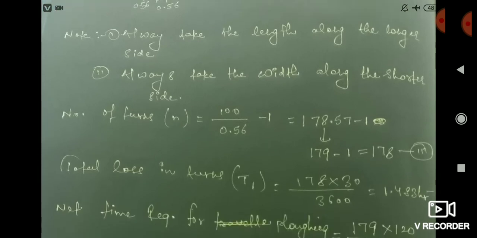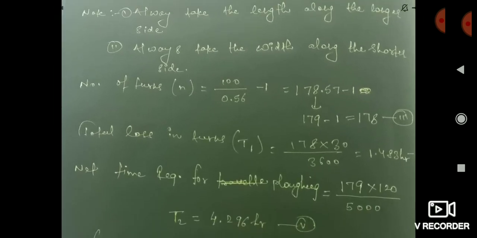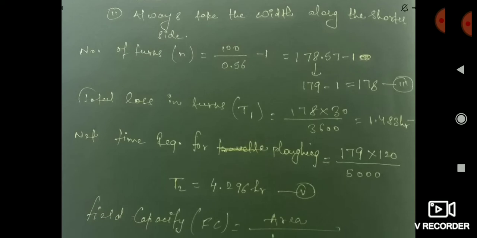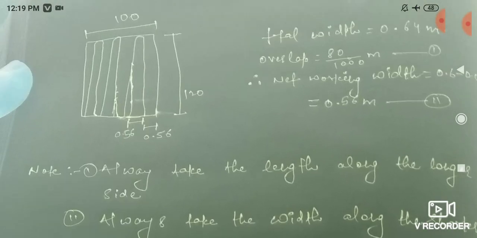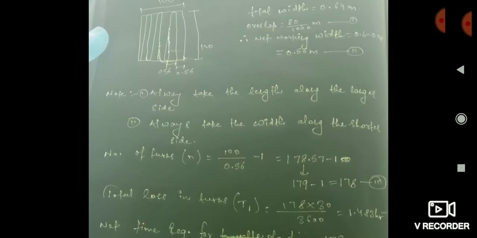Friends, now we have to calculate the number of turns. Friends, you can see in this question that the total width is 100 and the distance between two successive turns is 0.56. So if someone asks to calculate the total number of turns, we can simply do it using 100 divided by 0.56 minus 1.